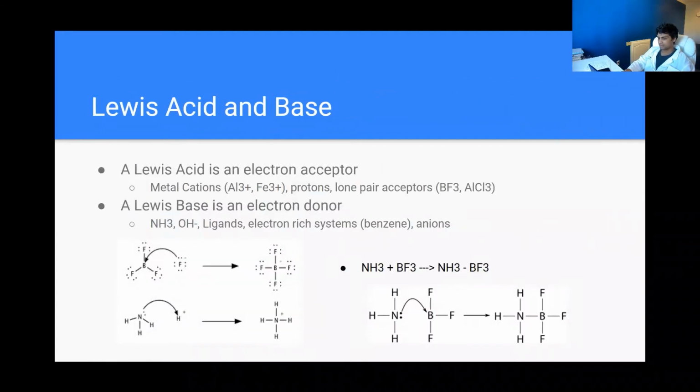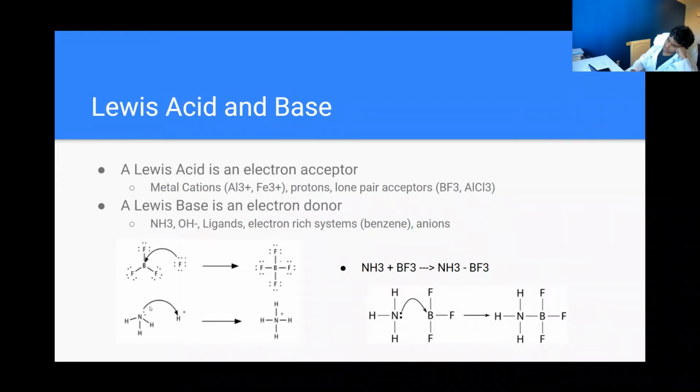Lewis acid and base. A Lewis acid is an electron acceptor due to its partial positive or positive charge. This involves cations like aluminum 3+, iron 3+, protons, boron trifluoride or aluminum trifluoride. And then Lewis bases are electron donors like NH3, OH-, ligands, electron-rich systems, benzene, anions, because they have a lone pair or negative charge. We can take a look here. Boron trifluoride plus a fluoride ion will form tetrafluoroborate, BF4-.